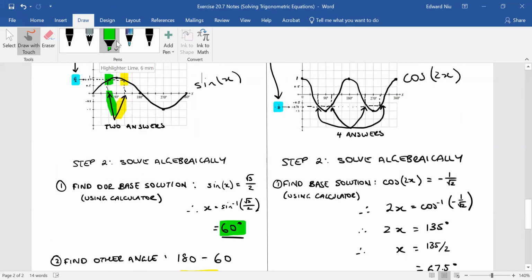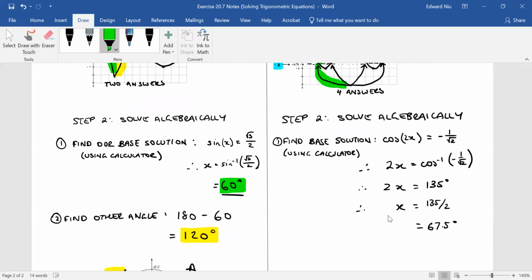And as you can see, I drew it at 60. So this point is actually well off. That's why we can't trust the graph. We need to figure it out algebraically. So 67.5 is our first point. There's 3 others to find.